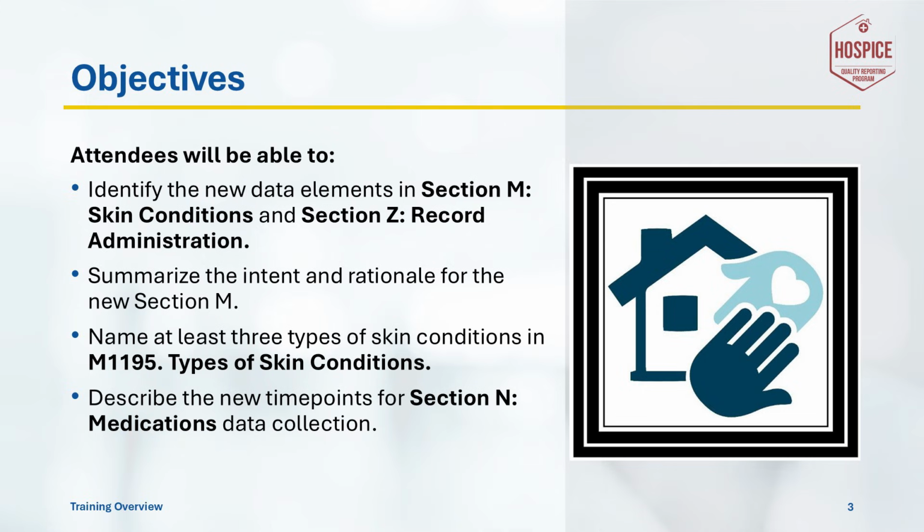Now let's look at the objectives for this presentation. By the end of Part 5, you should be able to identify new Section M and its data elements, and the new data element in Section Z, summarize the intent and rationale for the new Section M, name at least 3 of the types of skin conditions in item M1195, and describe the new time points for data collection in Section N, Medications.